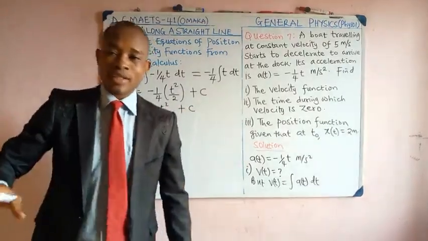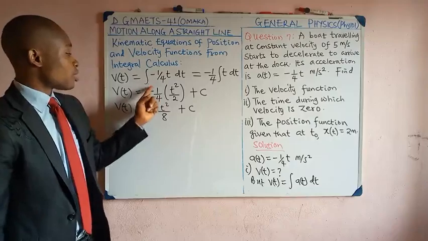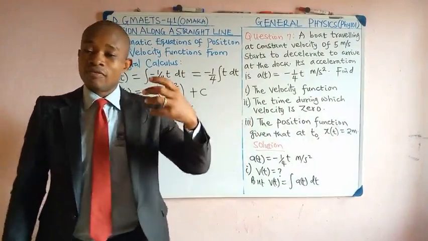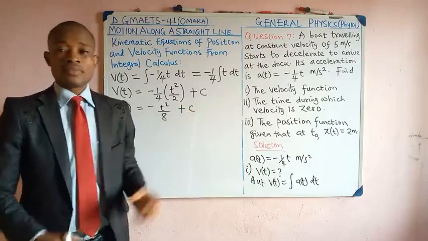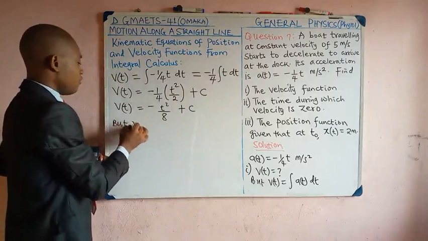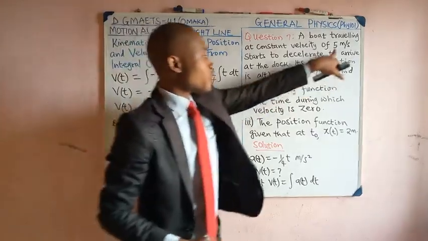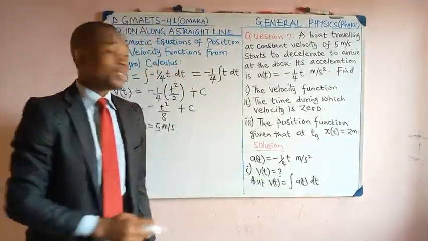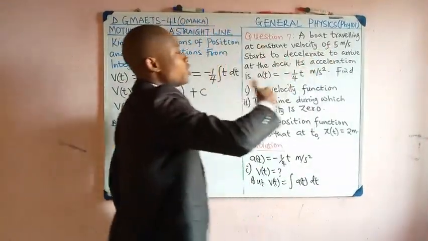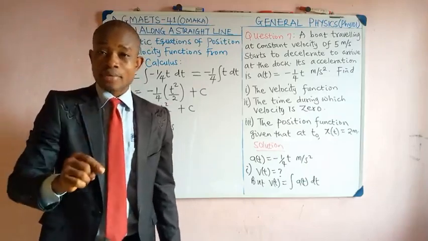But now, we've not obtained the velocity function completely. Remember, this 8 is obtained from 2 times 4. Then minus 1 times t squared will give us minus t squared. To obtain the complete function of the velocity, we need to know the value of c. So how do we get the value of c? We'll go back to the question, the condition given to us. The velocity was given to us, v of t is equal to 5 meters per second, at the initial time, t = 0. Because we are told that the boat is traveling at a constant velocity of 5 meters per second, that velocity corresponds to the initial time.